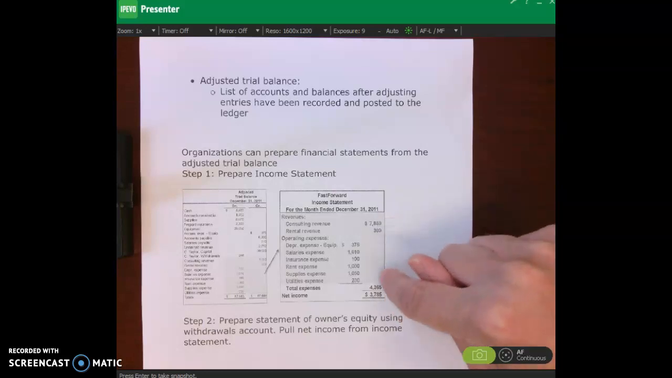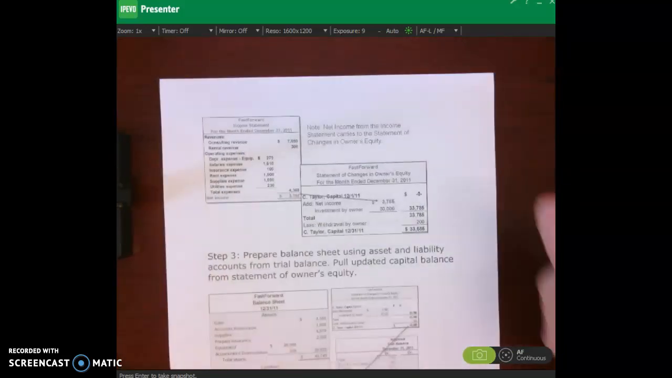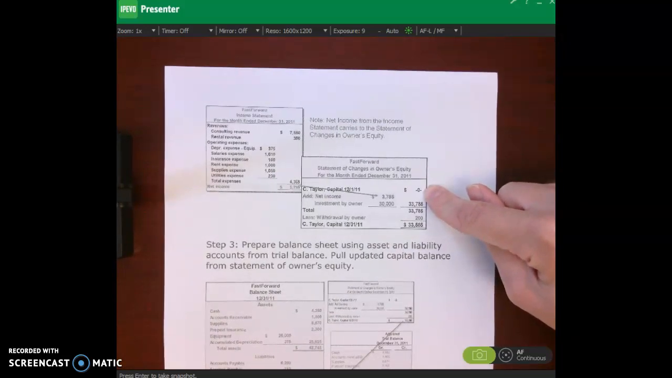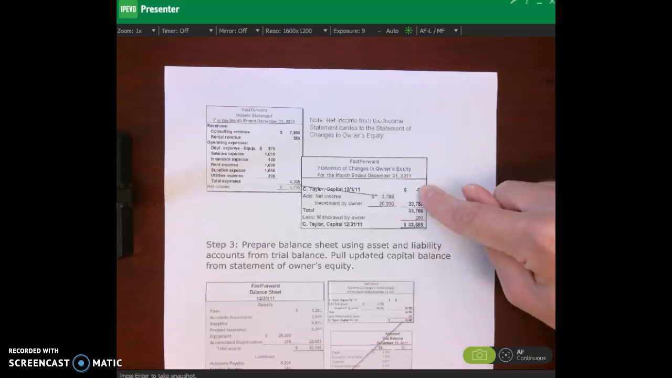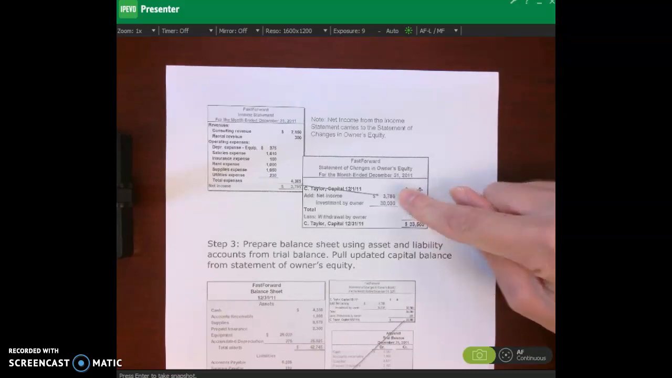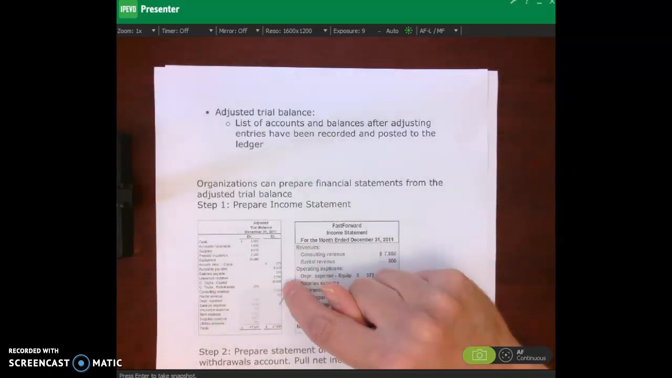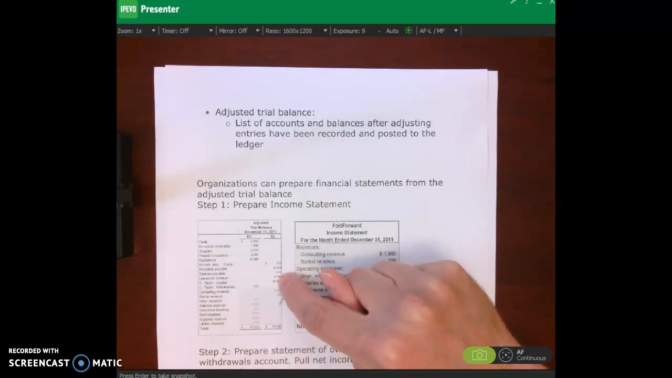So remember, we have to calculate net income first, which we do from the income statement, before we can do our statement of owner's equity, which is on the next page. Because remember, our statement of owner's equity shows our beginning balance in capital, plus our net income, or minus our net loss, and so in this case is zero balance beginning, plus our net income of $3,785, plus our owner investment of $30,000, which we get from the adjusted trial balance right over here. It says C. Taylor Capital $30,000.